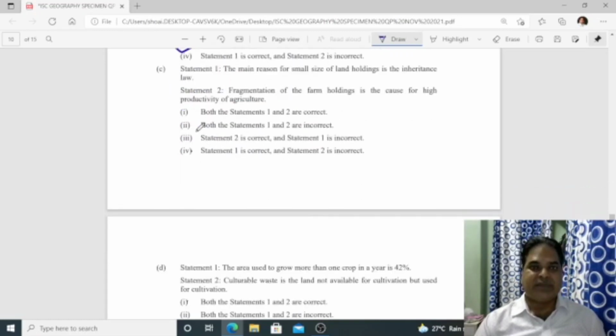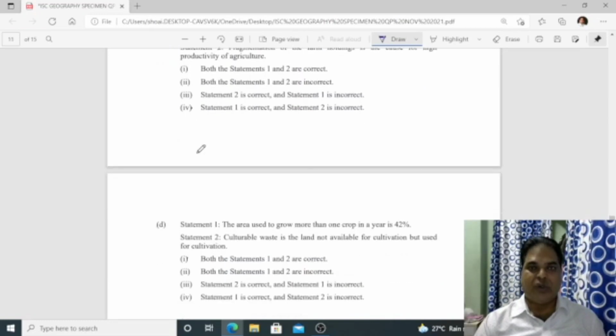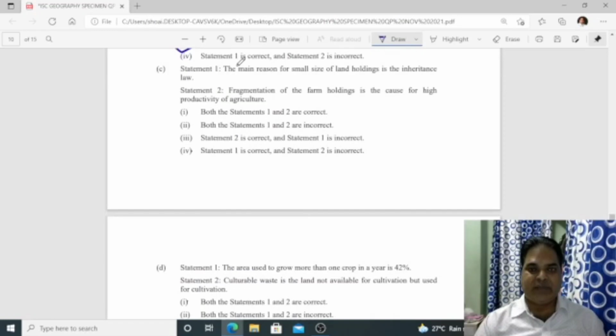C. Statement 1. Main reason for small size of land holding is the inheritance law. Fragmentation of farm holdings is the cause for high productivity of agriculture. So accordingly, statement 1 is correct, and statement 2 is incorrect. So number 4 is the correct one. Okay, statement 1 is correct and statement 2 is incorrect.